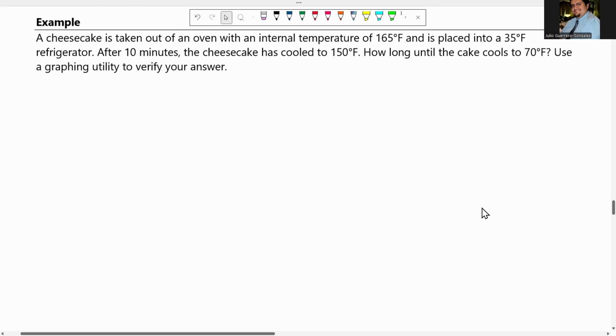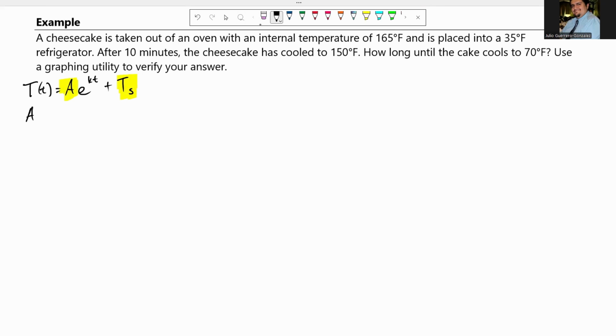Don't get scared, okay? We know that the formula is going to look like this. It's going to be a big T of t is equal to some big A times e to the kt plus Ts. We're going to try to fill in as much as possible for this thing. The two things that we can fill in automatically are the Ts and the A.